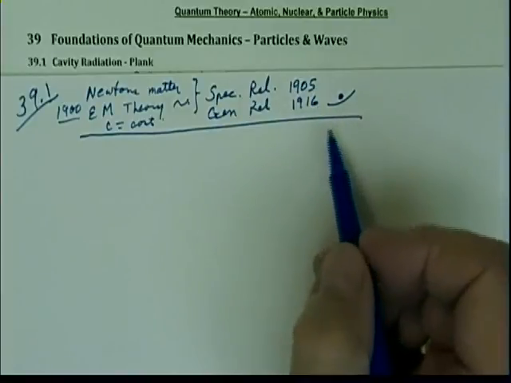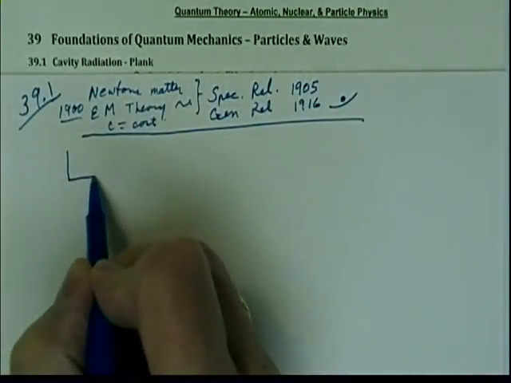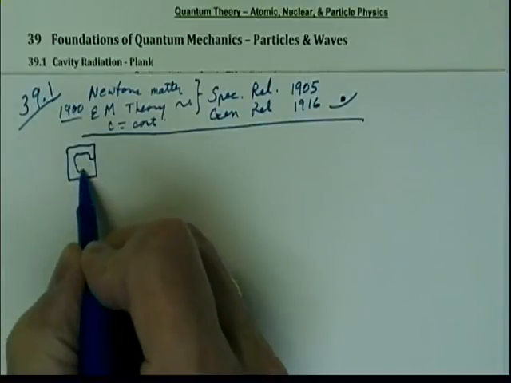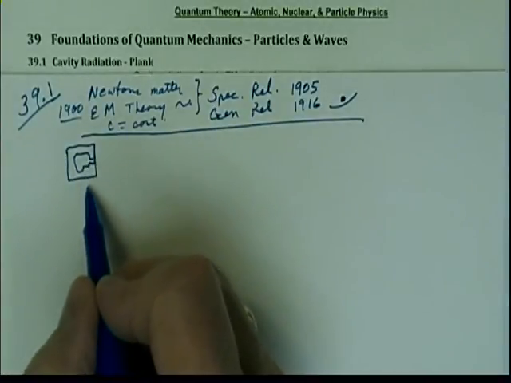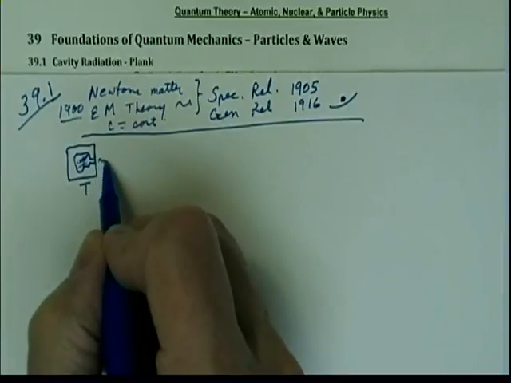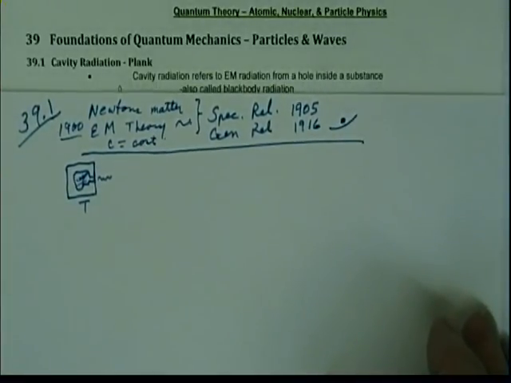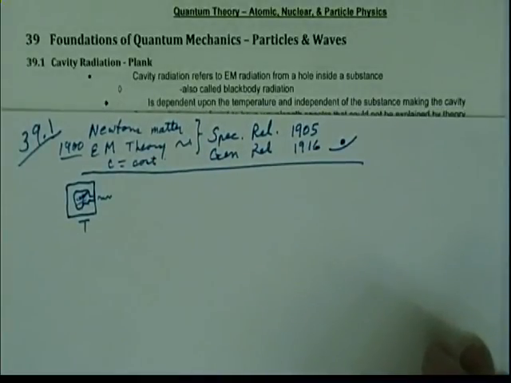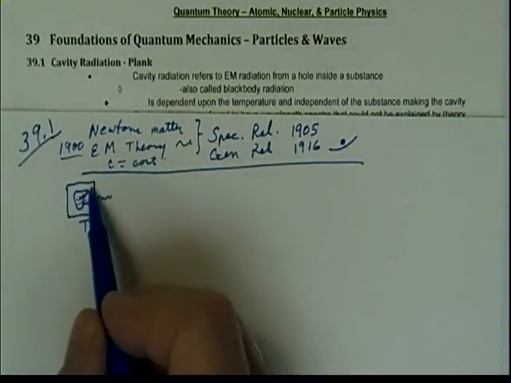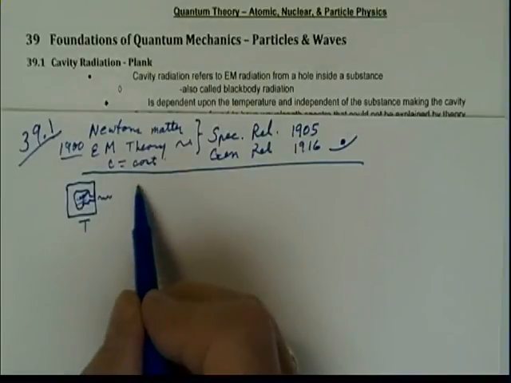At the same time that Einstein's dealing with relativity, Planck came up with something in order to deal with what is called cavity radiation. Now, cavity radiation, also sometimes called blackbody radiation, is where we take an object and we bore out a cavity, and no matter what the temperature is of this object, inside this cavity there's going to be radiation. And if we make a small hole, we can look in there and let some of that radiation come out and ask what it is. Cavity radiation refers to the electromagnetic radiation inside a hole, also called blackbody radiation. It turns out it's dependent upon the temperature, but independent of the substance making the cavity. We can make this out of steel or wood or anything you could imagine. And if it's at a given temperature, the radiation inside has the same pattern.